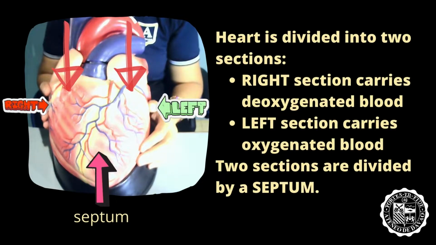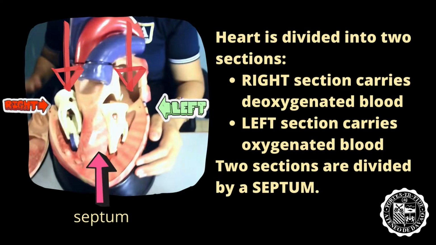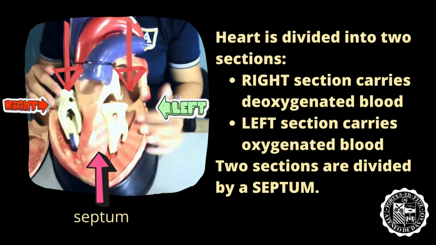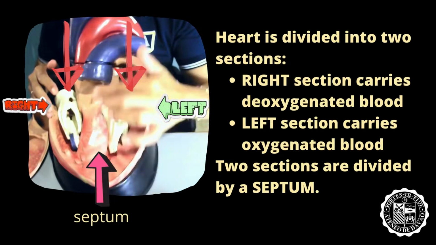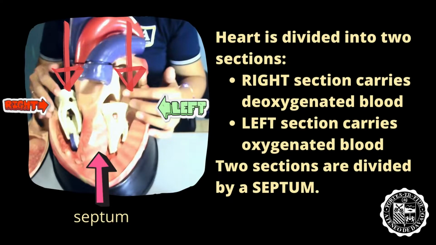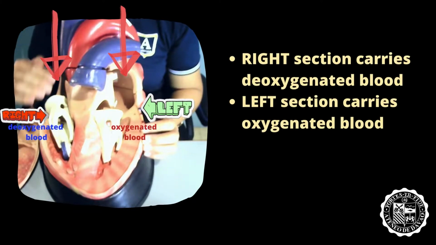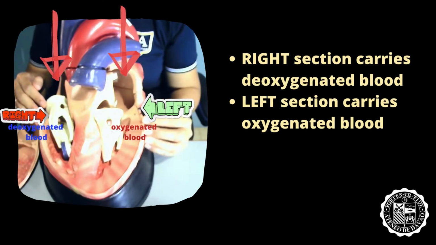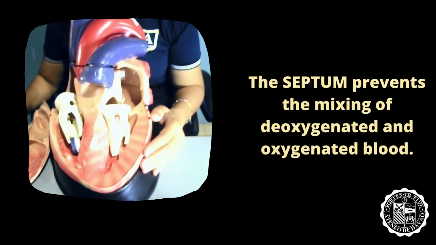Inside, the heart is divided into 2 sections. You have the right and the left section, and these 2 sections are divided by a septum. This is a thick wall that divides the left and the right section. The right section carries oxygen-poor or deoxygenated blood, and the left side carries oxygen-rich or oxygenated blood. Oxygen-rich and oxygen-poor blood are kept apart.